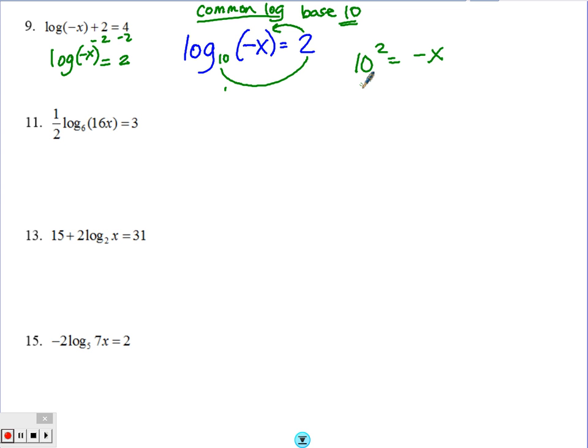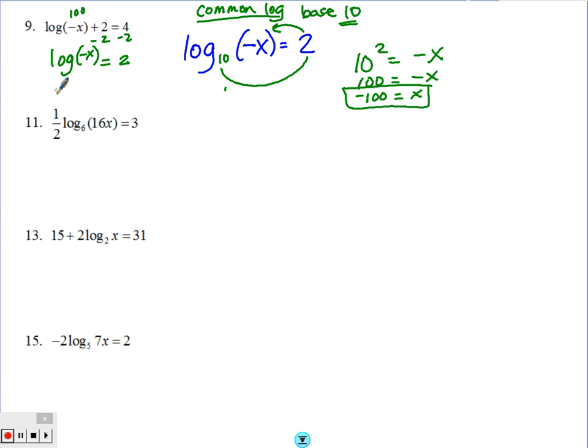So 10 squared, 100. And then multiply by a negative. So the opposite of 100 equals x. All right, let's double check it, plug it back in. The opposite of the opposite, aha, negative negative becomes a positive. So as long as we put a positive 100 in here, we're good.